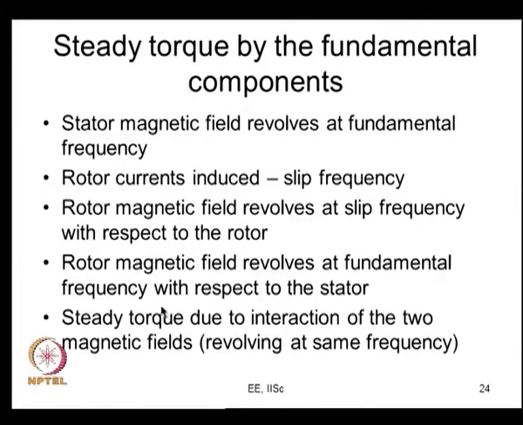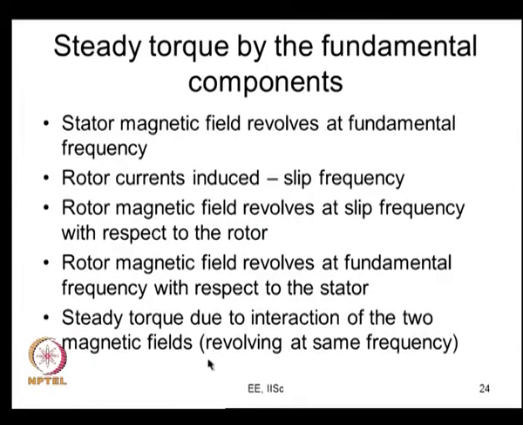Because the torque is nothing but a kind of cross product of these two magnetic fields. Cross product means it depends on the strength of the first field, the strength of the second field, and the sine of the angle between the two fields. In a steady state situation, with two steady magnetic fields whose relative speeds are equal, they have a constant angle between the two. Let us call the angle delta. So sine delta is a constant.